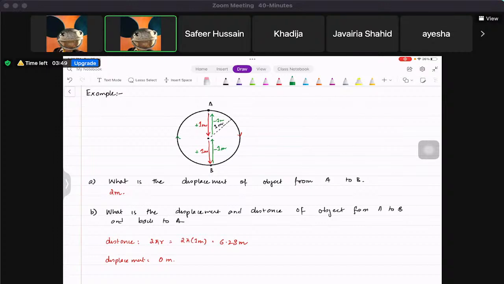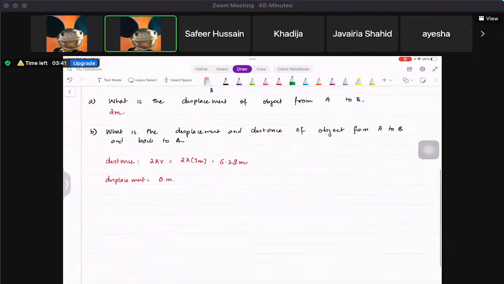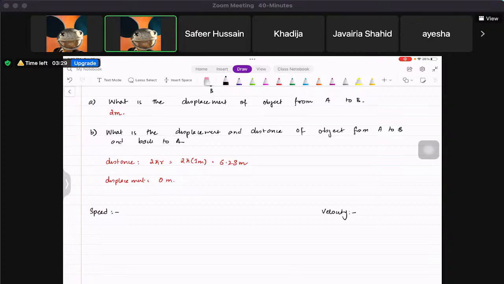Now, okay, 4 minutes, fine. Now what you gonna do? Let's go forward. Then we're gonna talk about speed, and then we're going to talk about velocity. So speed is basically distance traveled per unit time, and velocity is the rate of change of displacement. You can also write displacement over time, it does not matter, right?